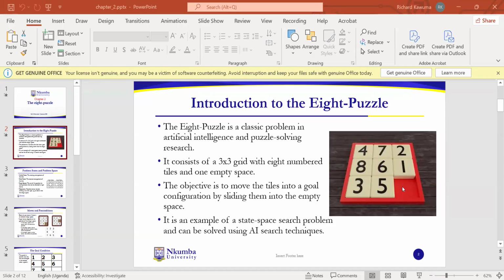And the issue is what it is and why is it necessary in artificial intelligence. So the 8 puzzle is a classic problem in artificial intelligence and puzzle solving research. When we say it is a classic problem, as you can see, if I told you to rearrange those numbers, it is not easy. It is a real problem. It requires you to think a lot in order to get these numbers.